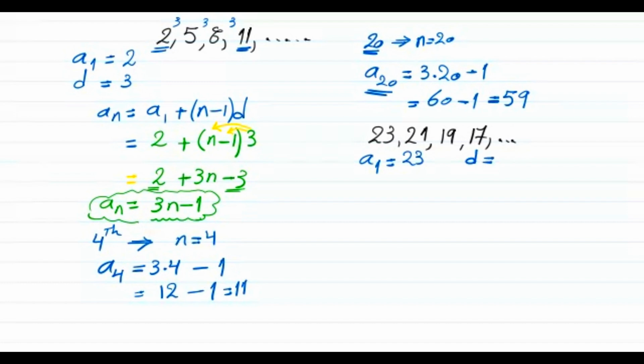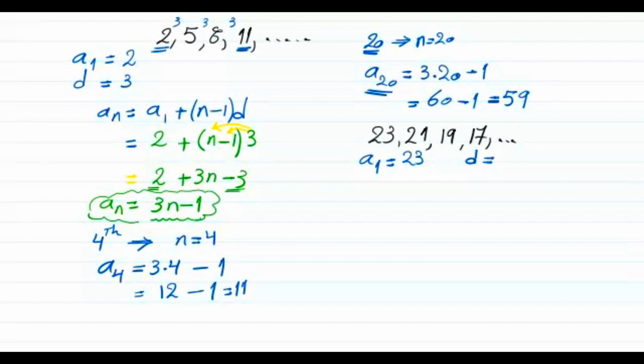Focus. You have to subtract. I'm sorry, you have to subtract the term minus the previous one. You have to subtract A2 minus A1, or A3 minus A2, or A20 minus A19, or A31 minus A30. The term minus the previous one.